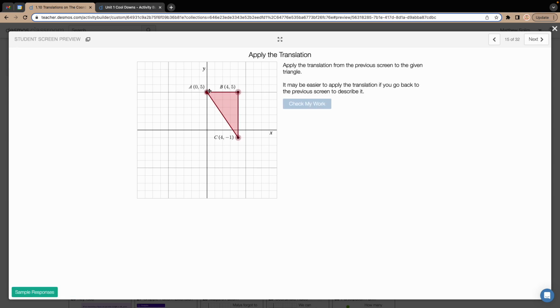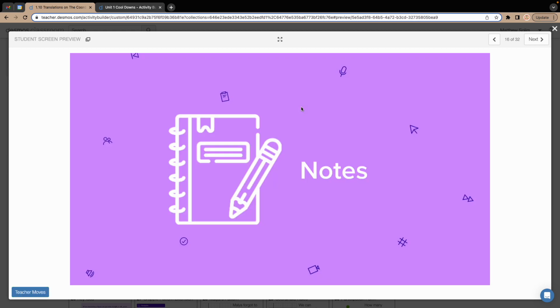So if we apply that translation to this shape, go left 1, 2, 3, 4, down 1, 2, 3. We just moved this shape left 4 and down 3. That is a translation. That's it. It's not always 4 and 3, but whatever the numbers are.